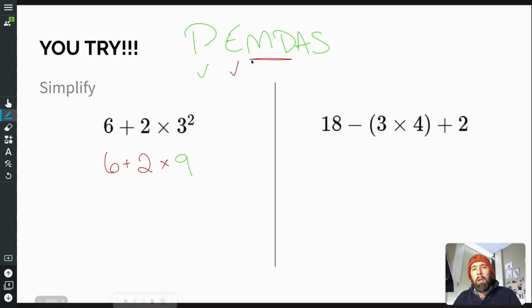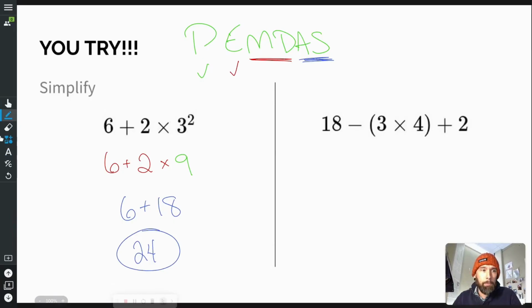So can we do multiplication and division? Yep. So 6 plus 2, no, don't do that yet. 2 times 9, do that first. 2 times 9 is 18. That leaves us with 6 plus 18. Then we add, subtract. So 6 plus 18 is 24. Now, we are done.